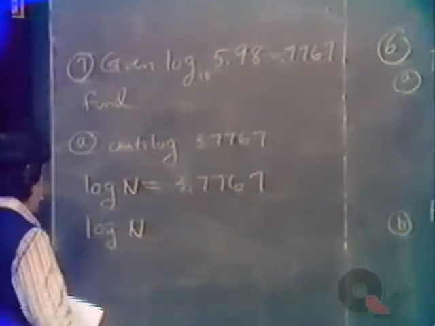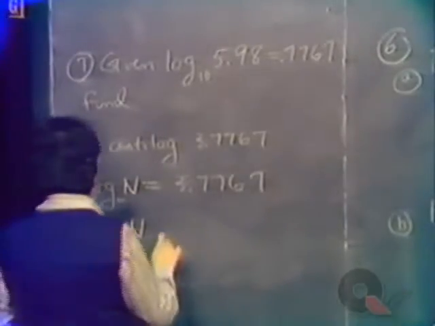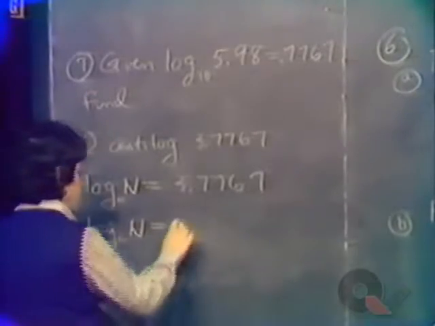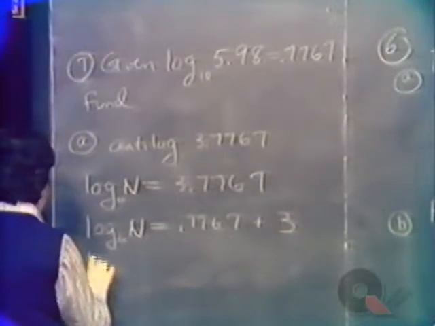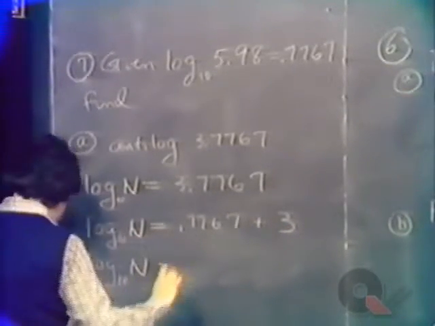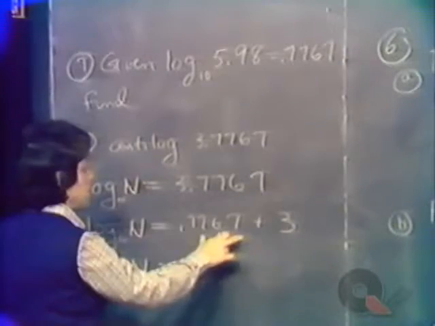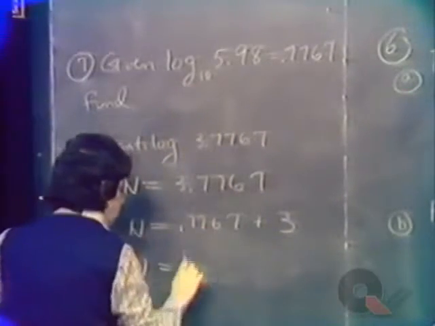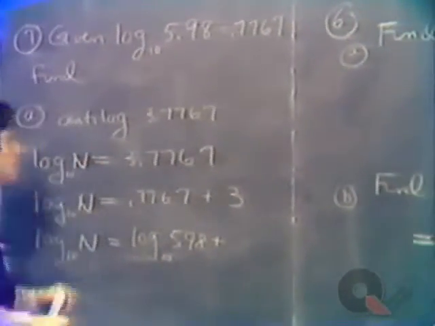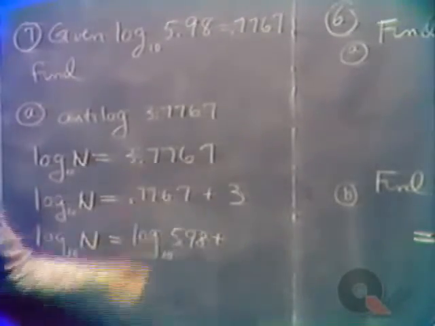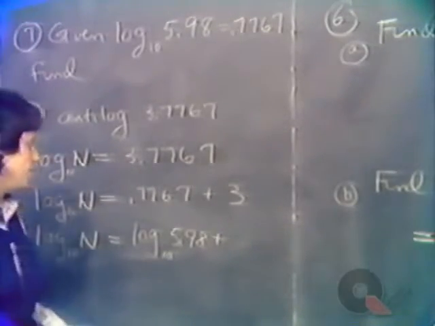The log of n, and if you don't see anything specified, we're talking to the base 10 here. The log of n is going to be 0.7767 plus 3. Or you can say 0.7767, well, that's the log of 5.98 to the base 10. I'm giving you this table entry, you would now look in the table, find 0.7767, and see which number had a log corresponding to that, and it turns out it's 5.98.